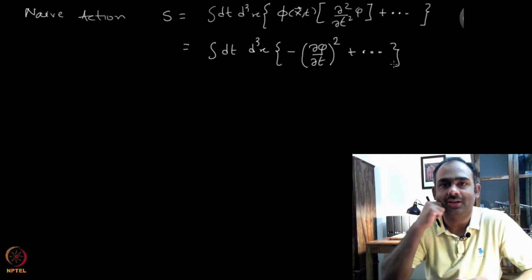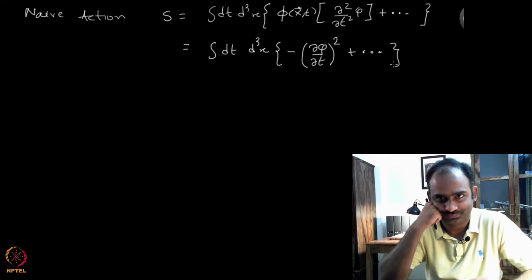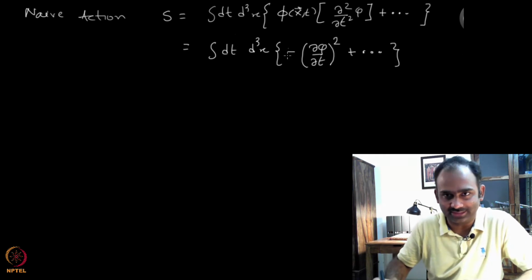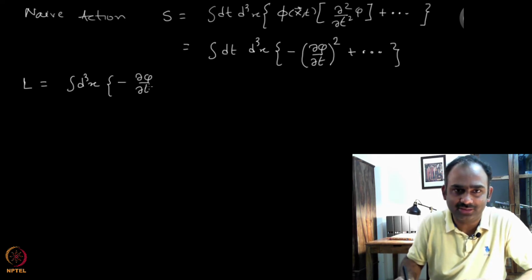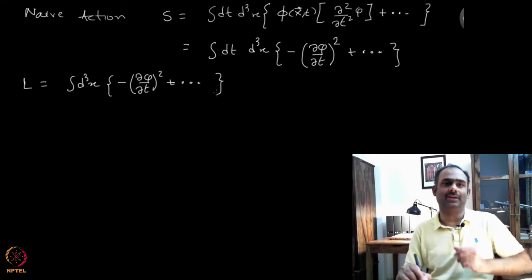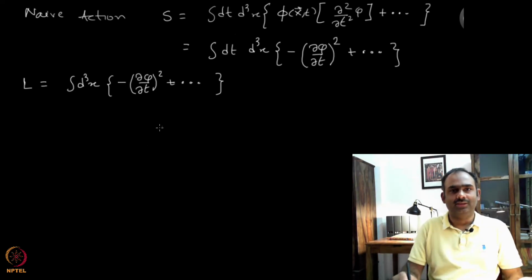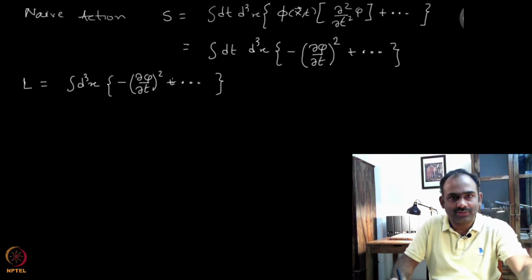Now you might have already noticed what the problem is. We have a minus sign here in the action. So if you are looking at the Lagrangian, let me write it in a more familiar setting. So the Lagrangian for this system is d cube x minus del phi over del t whole squared and other terms which are really the potential terms. This is plus.